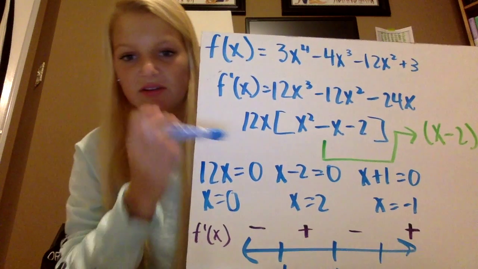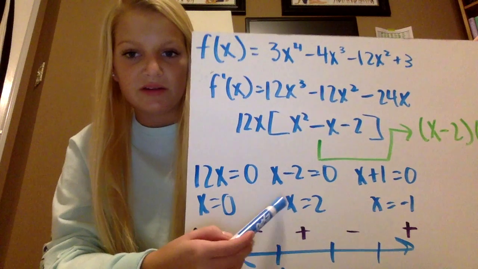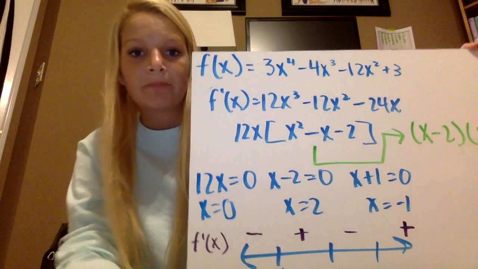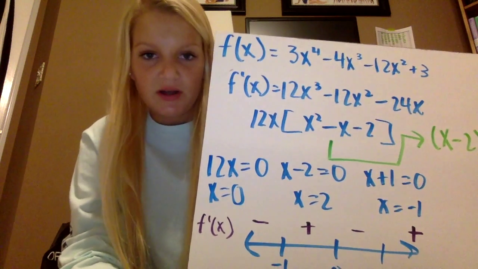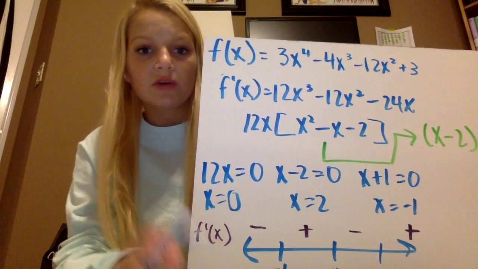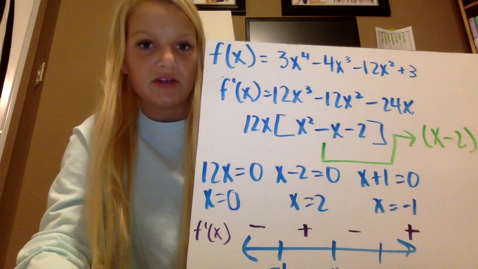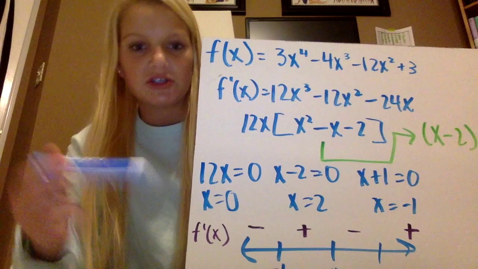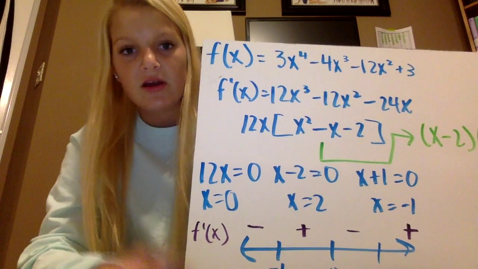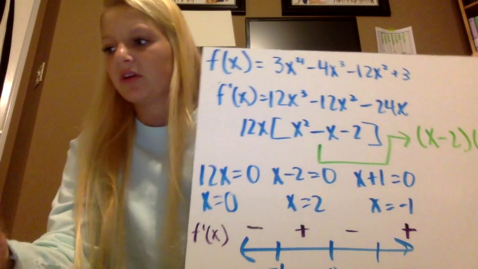Setting each of these equal to 0, I got three different x values: x equals 0, x equals 2, and x equals negative 1. Each of those is a critical point. Whenever you're solving, you're going to want to define those out with your answer, just to make sure that your teacher knows that you're getting all the critical points right. But then you need to test if they're a max or min, which is part of the first derivative test.